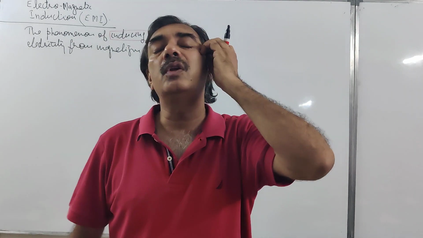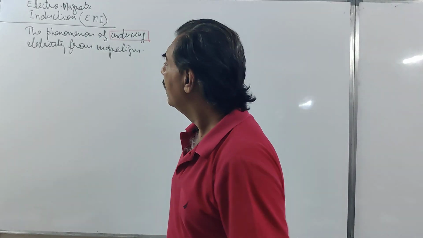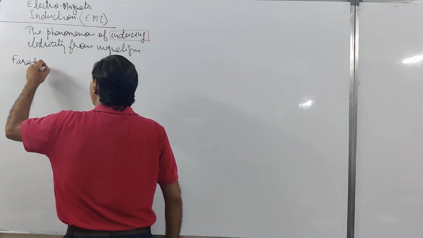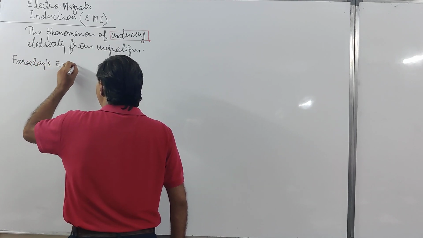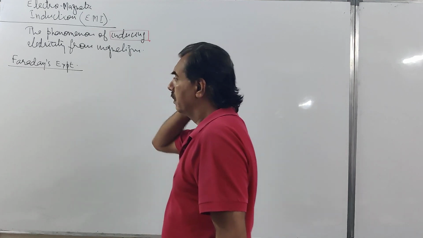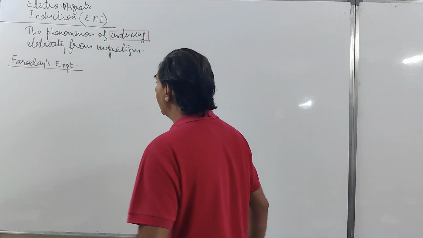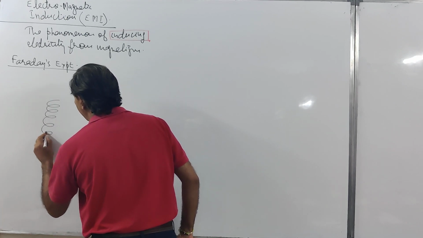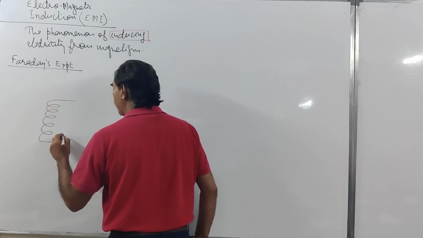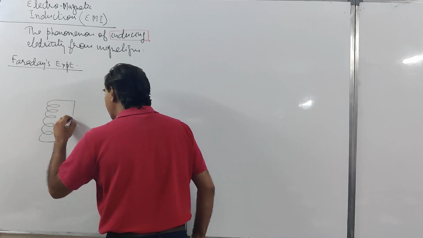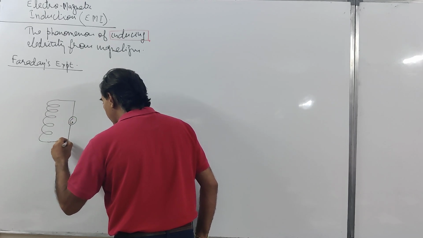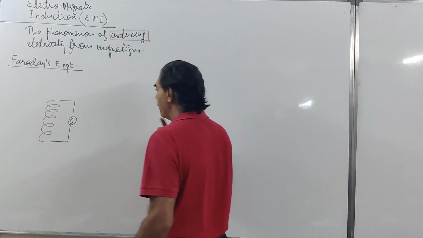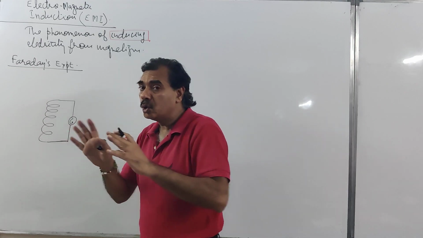We started the previous unit with the Oersted experiment. We are here going to start with Faraday's experiment. What did Faraday do? He took a coil and he attached a galvanometer with it. He took a magnet. Now there's no source.